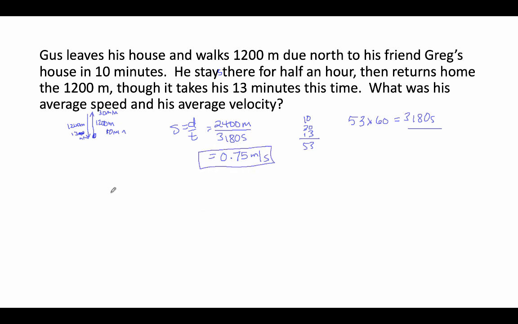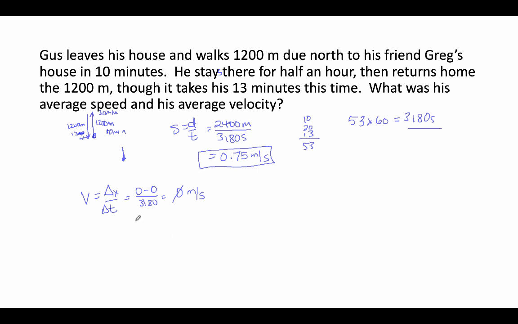Now velocity, let's think about this. Velocity is going to be the change in position divided by time. His initial position was here at his house. He went up and then he came back to his house. So his initial position was 0 and his final position was 0. There was no change in position from initial to final. So it doesn't matter that it was 3180 seconds. In terms of velocity, he never went anywhere. His average velocity for that trip was 0 meters per second.